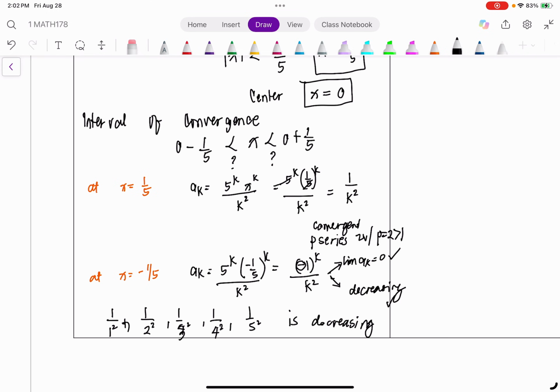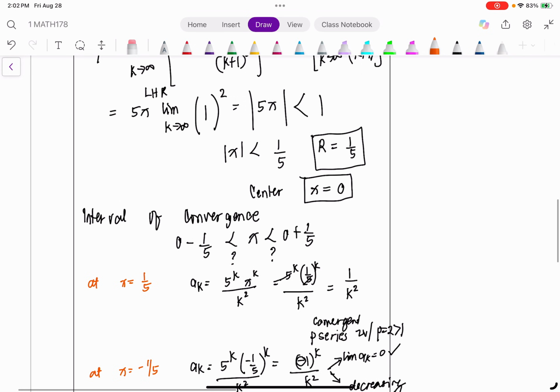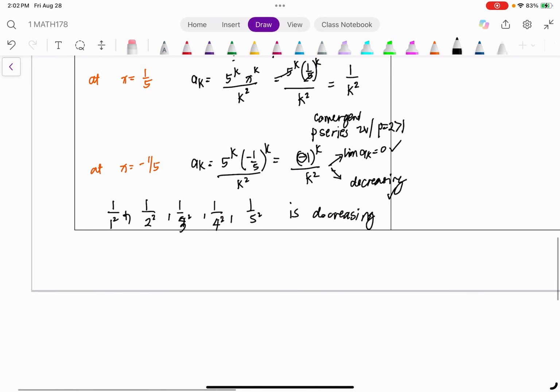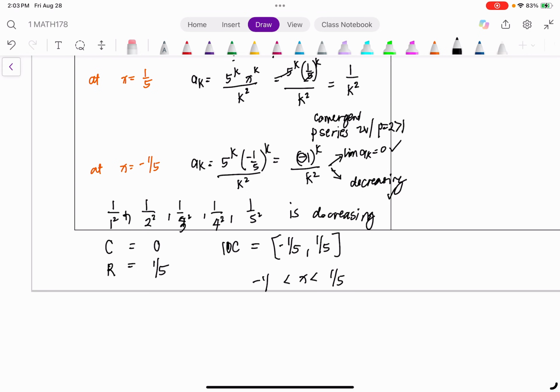So therefore, we are going to include 1 over 5 and negative 1 over 5. So the center is at 0. The radius is 1 over 5. And the interval of convergence is inclusive. So negative 1 over 5 to 1 over 5. So your x is 1 over 5, negative 1 over 5 inclusive.